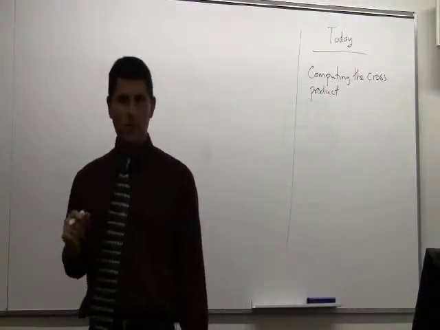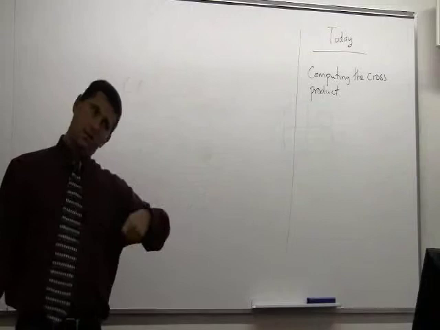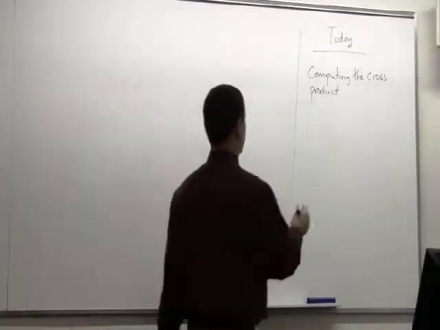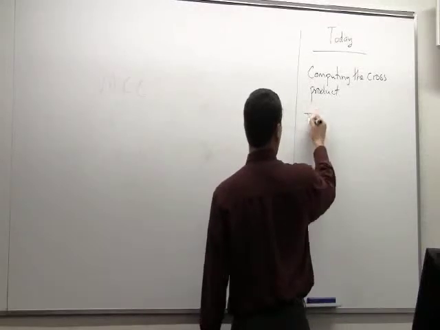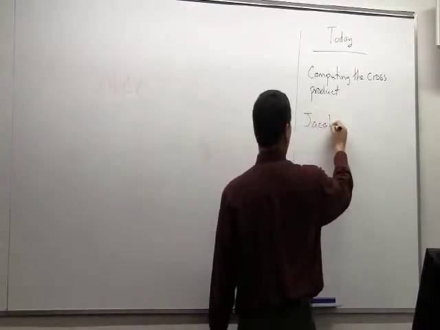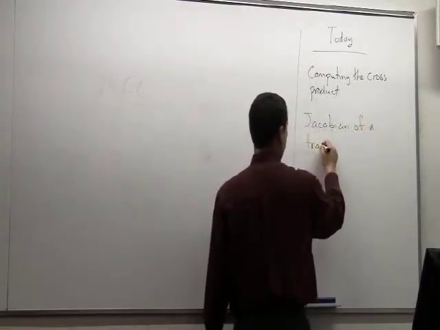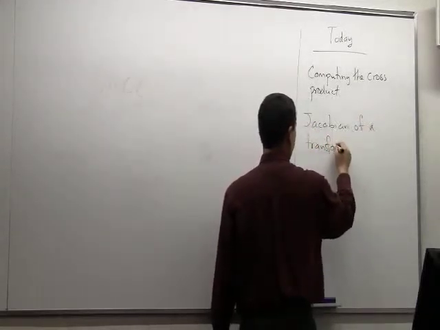And after we do that, then we're going to do an application of it, show why we were doing this in the first place. And so we'll have to define the Jacobian of a transformation. We did process, so.